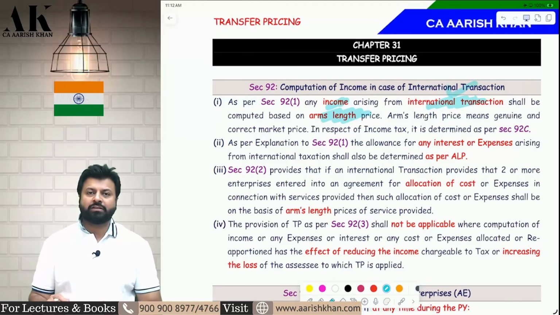What do you mean by international transaction? The definition of international transaction is given under 92B. There we will see what is the meaning of international transaction. So any income arising from international transaction shall be computed as per arm's length price. What do you mean by arm's length price? In simple words, arm's length price means genuine price, but the technical definition of arm's length price is given under 92C. We will see that in 92C in a while.